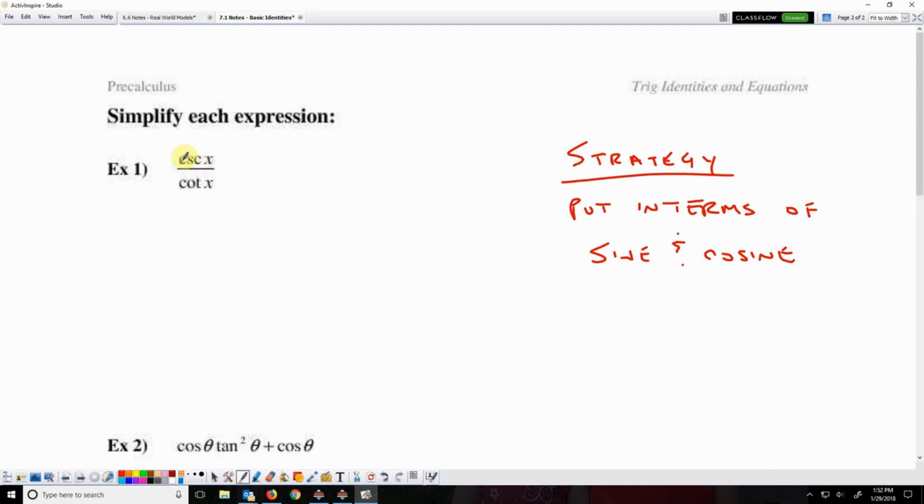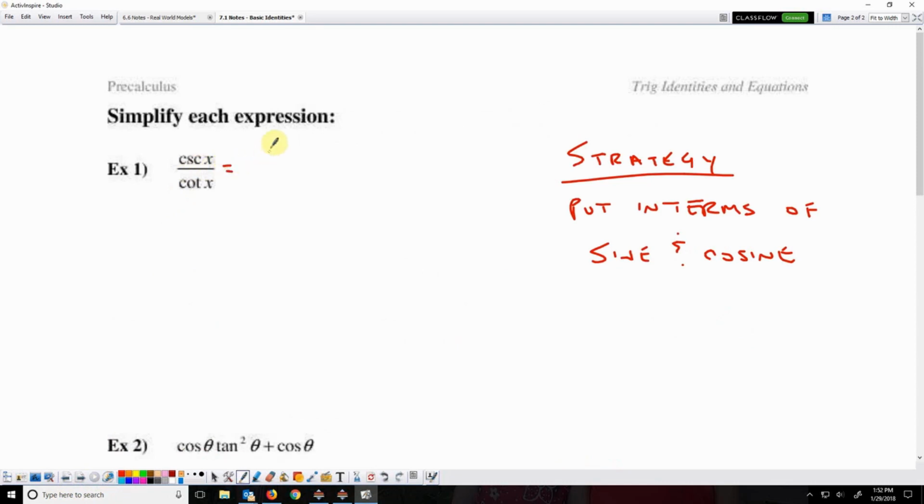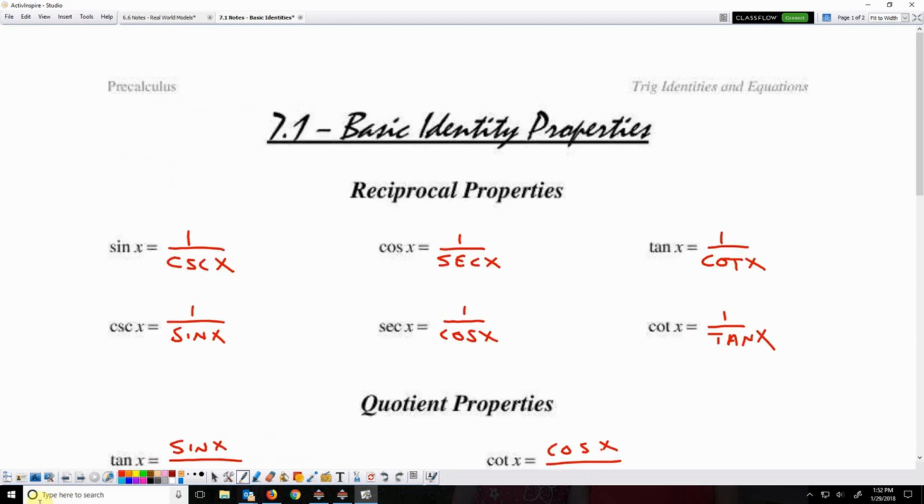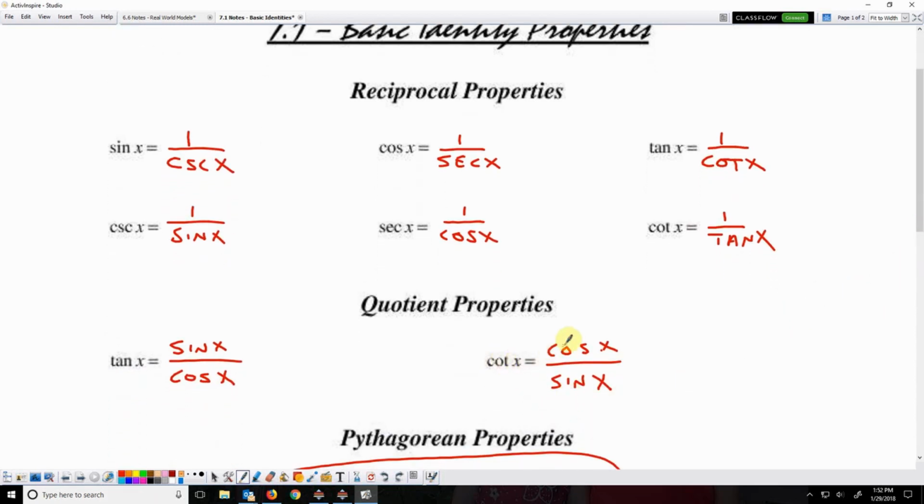So cosecant, we want to change that to sine or cosine. Cosecant is 1 over sine. So I'm going to change the numerator to 1 over sine x. Cotangent is 1 over tangent, but that doesn't put it in terms of sine and cosine. So I'm going to use the quotient property. Cotangent is cosine over sine, and that's the terms I want, sine and cosine. So cotangent I'm going to replace with cosine x over sine x.